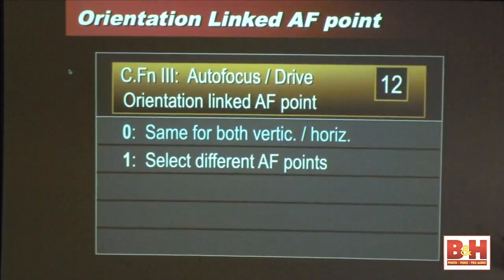This is a neat, neat feature. One of the reasons I love the 7D camera, the 1D Mark IV shares this feature as well. Unfortunately, the Mark III series cameras don't have it. And you go into your custom functions, and you see orientation linked AF point. And basically, to turn it on, just go to option one, which is select different AF points, and then you've enabled it. Out of the box, the camera won't do it. You've got to enable it here in custom functions first. But this is a nice one.